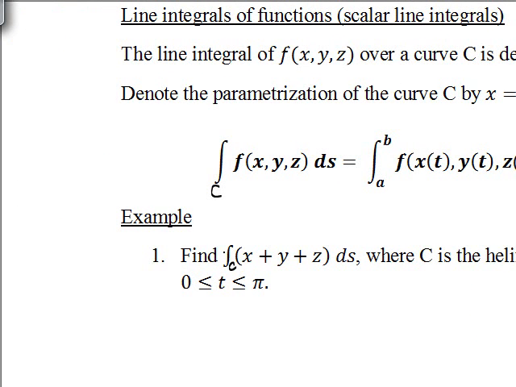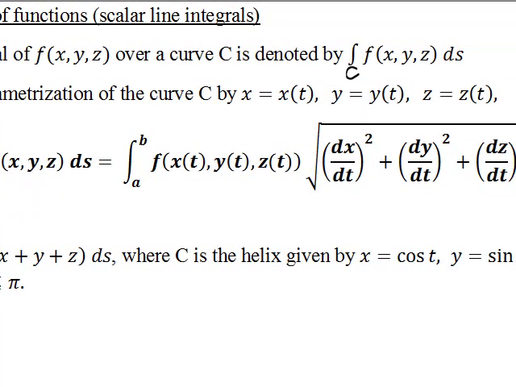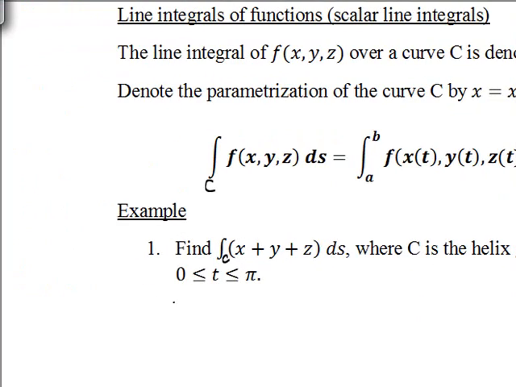of the function x plus y plus z ds, where C is the helix given by x equals cosine t, y equals sine t, z equals t, and t lies between 0 and pi. Okay, the first thing we should do is to calculate the square root of the sum of the squares of the derivatives. So let's find dx dt.